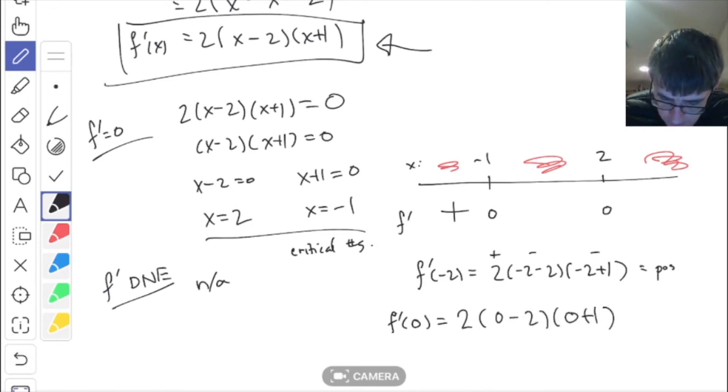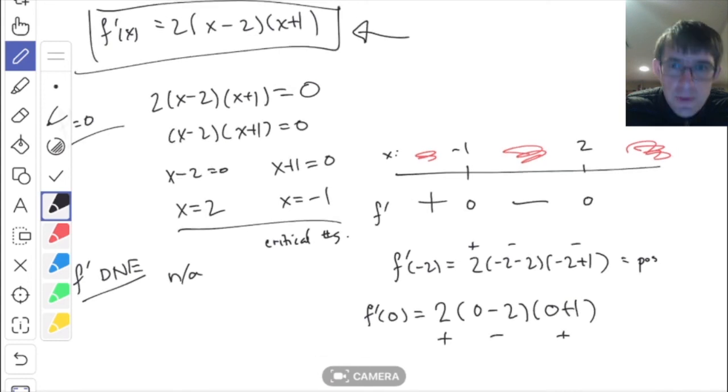What do we have here? We have a positive here, a negative here, and a positive. And when I multiply positive times negative times positive, I get negative as the answer right there. That line there is a big minus sign. And then finally, one more thing to plug.